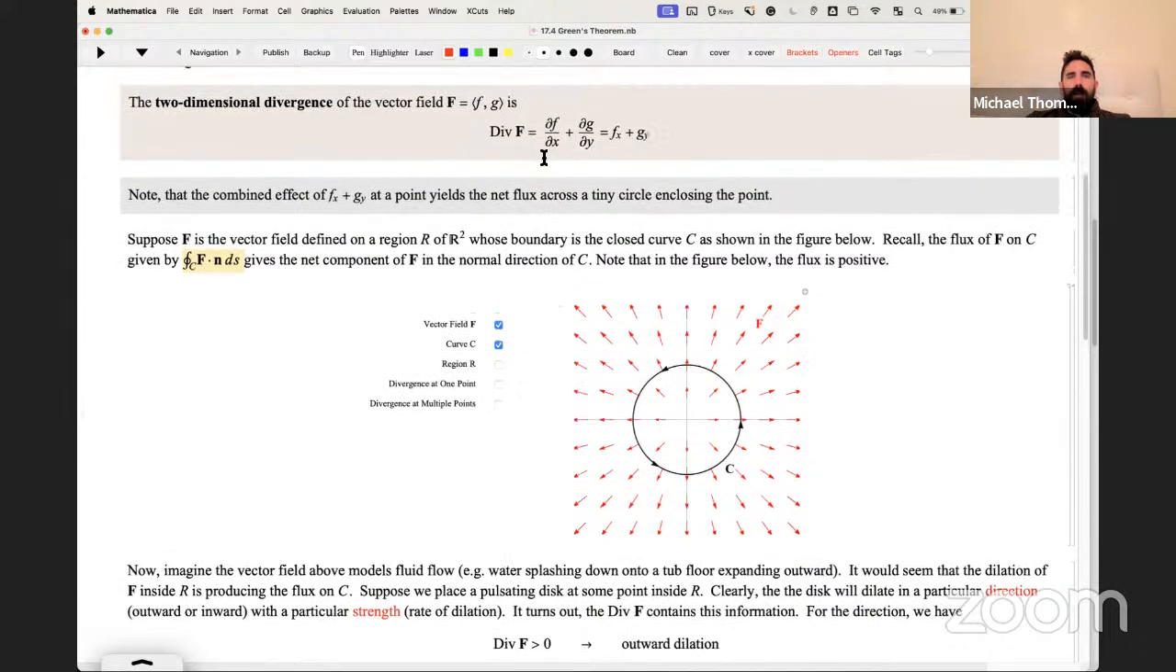Okay. All right. Now the divergence is kind of like a mini version of that. It's happening at points instead of on a circle.